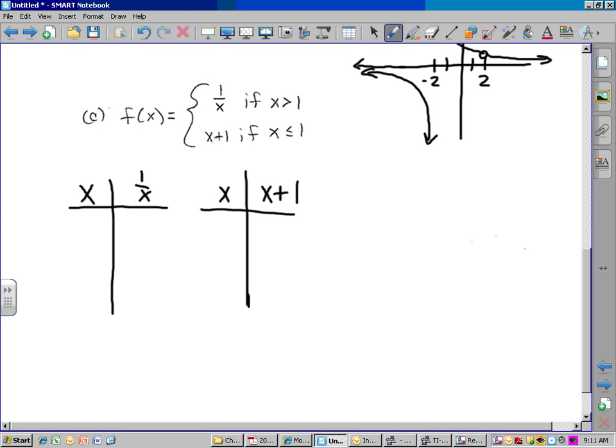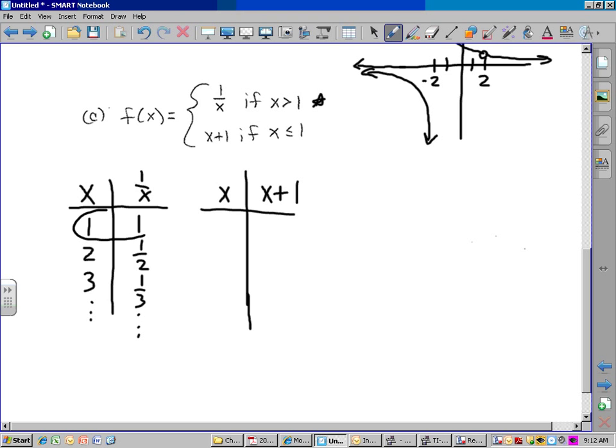So we have our x and we have our y. Now, 1/x is restricted. It says if x is greater than 1. So 1, 2, 3, those values work. If I plug in 1, I get 1/1, which is 1. I get 1/2, which is 1/2, 1/3, which is 1/3, and so forth.